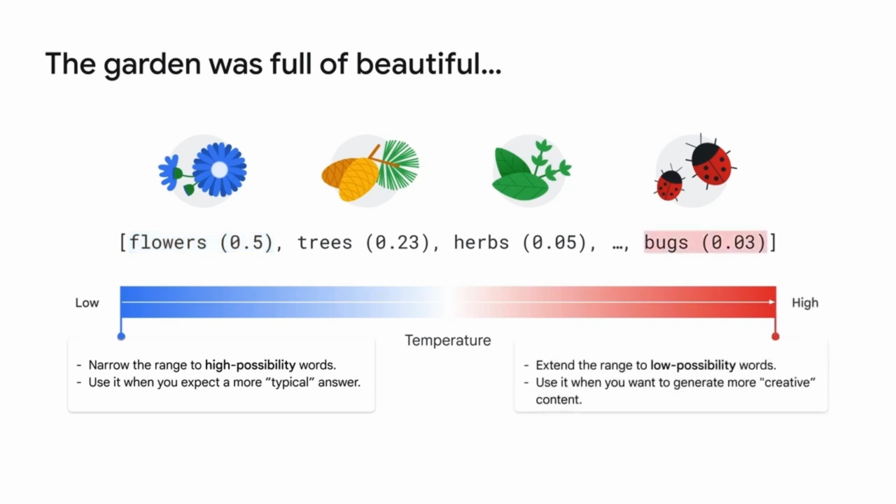High temperature means to extend the range of possible words to include those that have low possibility and are more unusual. In this case, those are bugs and other words that are located at the end of the list. This setting is good if you want to generate more creative or unexpected content like an advertisement slogan.